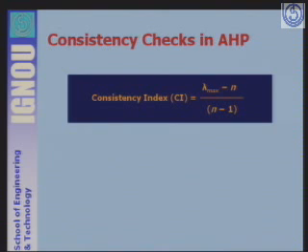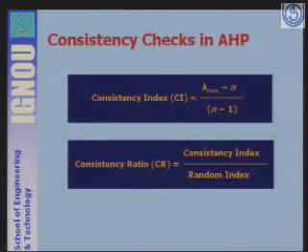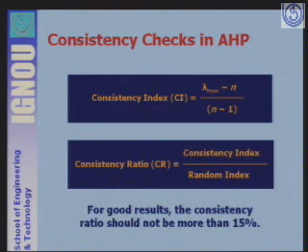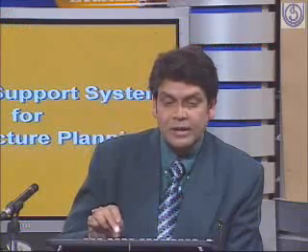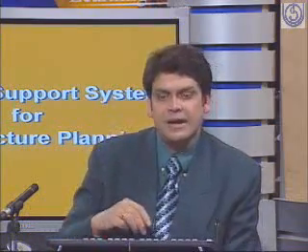After finding out the consistency index, you have to find out the consistency ratio. Consistency ratio is nothing but the consistency index divided by the random index. This random index has already been generated for different order matrices. Suppose you are taking a decision for a 7 order matrix, then the random index is already available, and if you put that value, then multiplied by 100 it gives you a percentage, and for good results the consistency ratio should not be more than 15%, as I told in the beginning. Now we will see how we calculate the consistency ratio also, lambda max and priority vector.